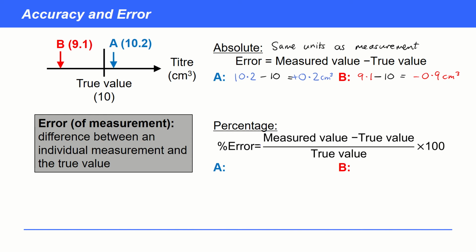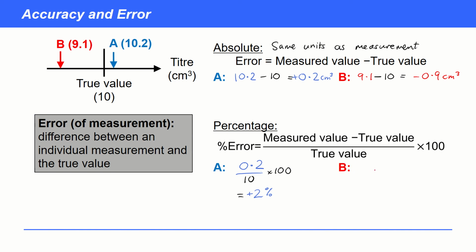Now, the absolute error is not as useful as expressing it as a percentage of the true value. So to find the percentage error, we simply do the measured value minus the true value, and we express that as a percentage of the true value. Notice that the true value is in the denominator here. So if we want to work that out for the case of A, the percentage error is going to be the measured value minus the true value, which is just the absolute error, 0.2, divided by the true value, which is 10, times 100, which comes out as 2%. And again, it would be plus 2%.